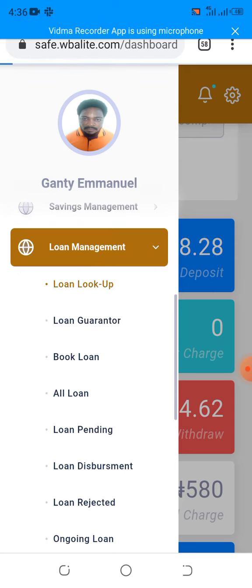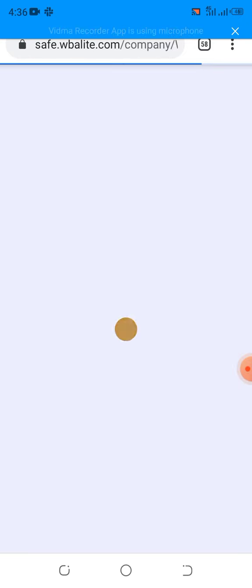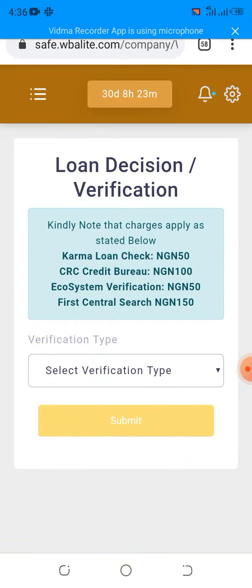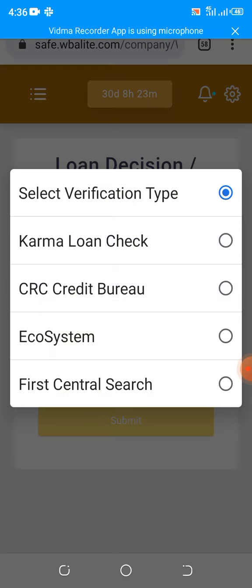Today, we have brought to your doorstep different databases which you are able to look up at an affordable rate. As of today, you're able to check the Karma database to understand if this person has borrowed money, is already on loan, has defaulted, and so on. We have CRC, which is the Credit Bureau. We have Ecosystem. We have First Central. Then we have two more that are coming, which are Blacklist and Remita.